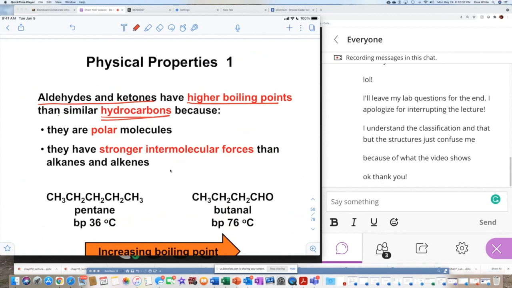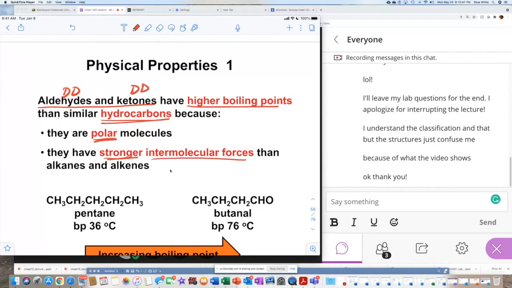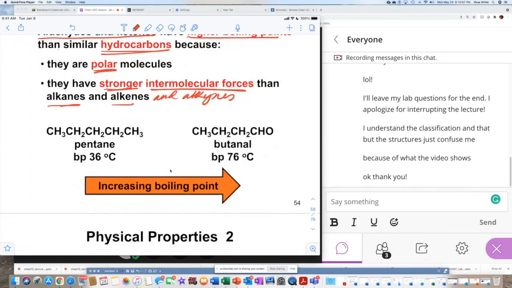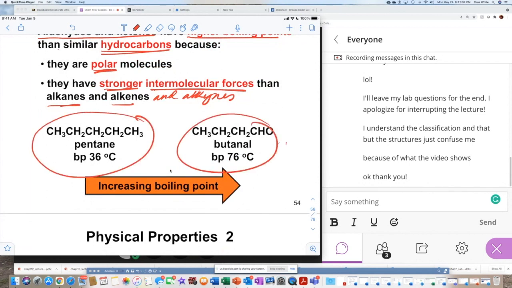Because of course they are polar. These both have dipole. They don't have hydrogen bonding, so they're polar molecules. They are stronger in their intermolecular force compared to alkanes, alkenes, and alkynes, all the hydrocarbons. Okay. So see right here, if you compare pentane, an alkane, with the butanal, these have dipole, LDF. This is only LDF. So of course you have a higher boiling point with the aldehyde.